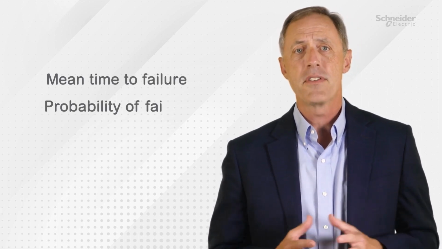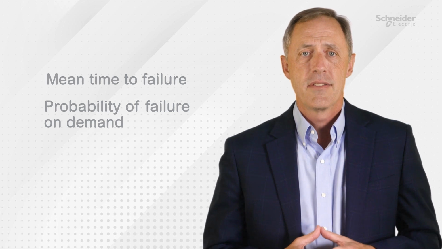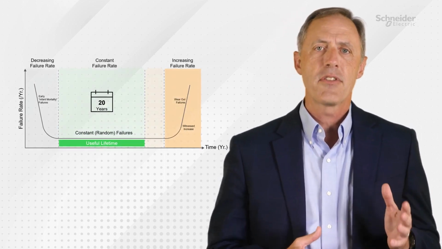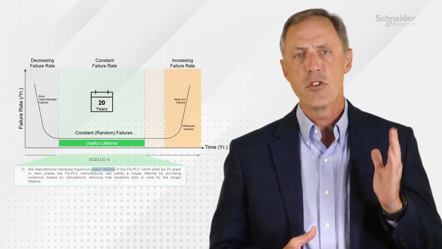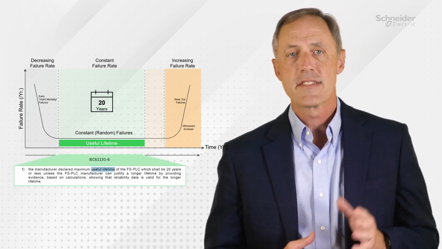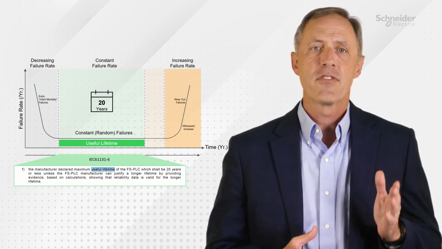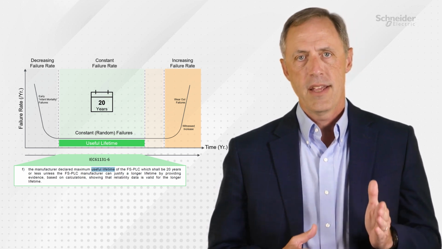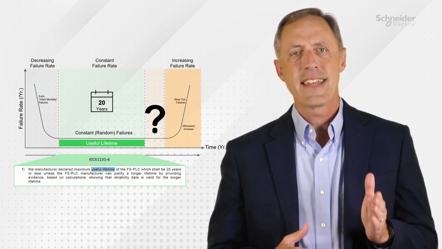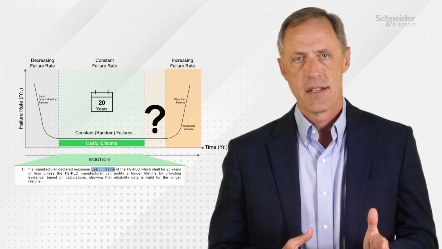Safety-rated PLCs are required to publish failure data such as mean time to failure and the probability of failure on demand. These numbers are used as inputs to determine if a safety function meets the level required to mitigate the risk being controlled. IEC 61131-6 states that the useful life of a safety controller is assumed to be 20 years unless stated otherwise. The useful life is the relevant range of the system, and beyond this range, the failure data cannot be assumed to be constant.